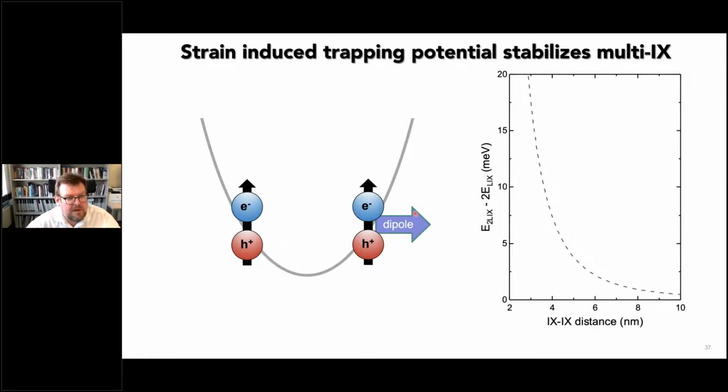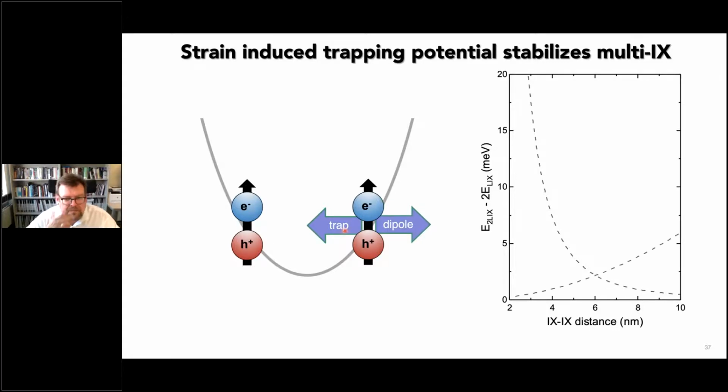They can't wander apart because they're trapped in some strain-driven trapping potential. So if you see my cartoon, the trapping potential forces them together, and the dipole potential causes them to be repelled. And of course, the average separation between these two is the point where these two potential energies balance each other.